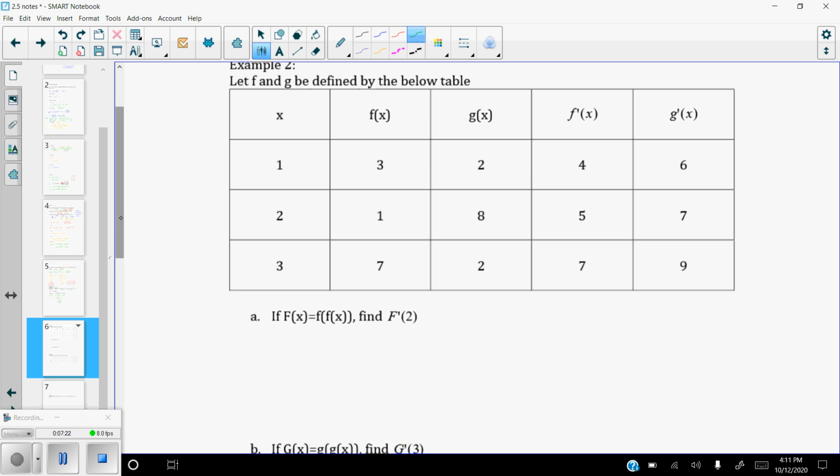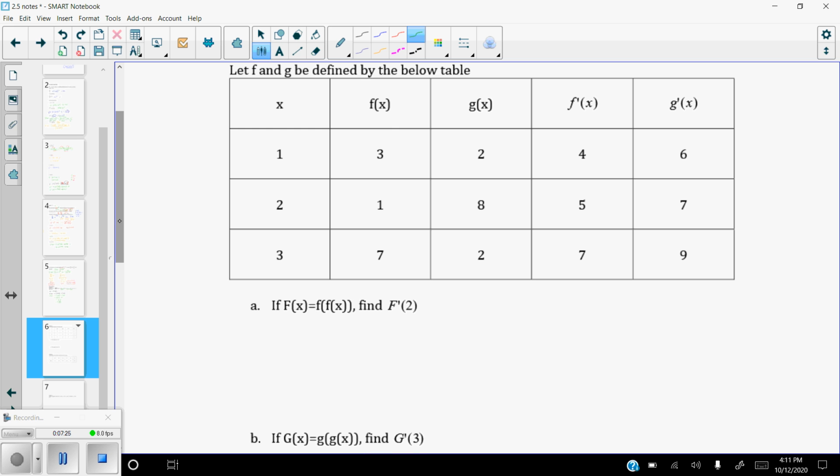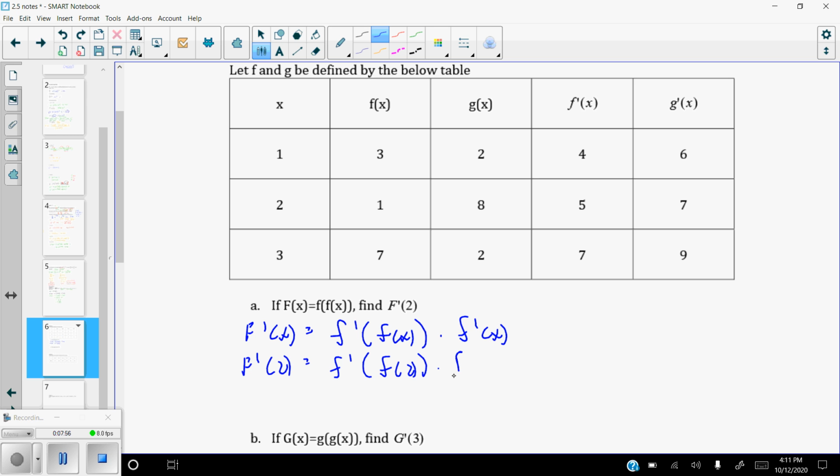So if I want to find capital F prime of 2, the first thing I need to find is capital F prime of X in general. Well, that is the derivative of the composite of little f of f of X. So it's the derivative of the outside piece, keep the composite, multiplied times the derivative of the composite. And now I want to find capital F prime of 2, which means replace 2 for all the x's. So f prime of f of 2 times f prime of 2.